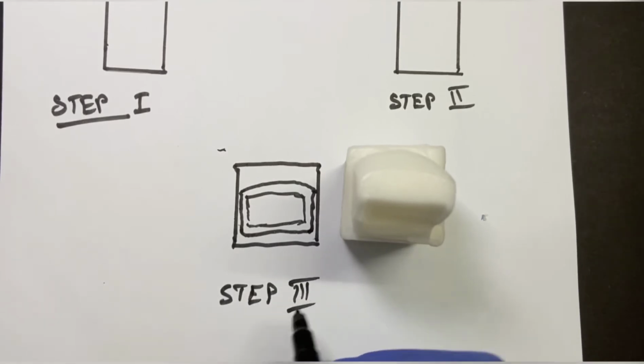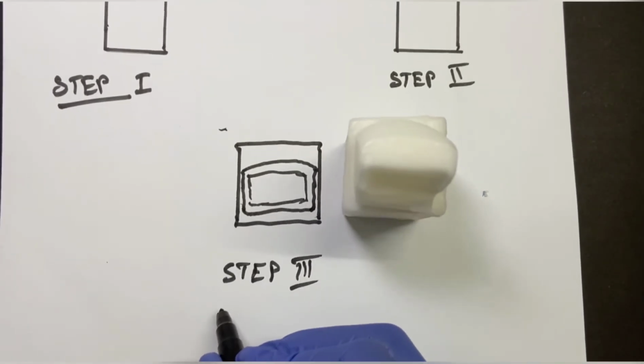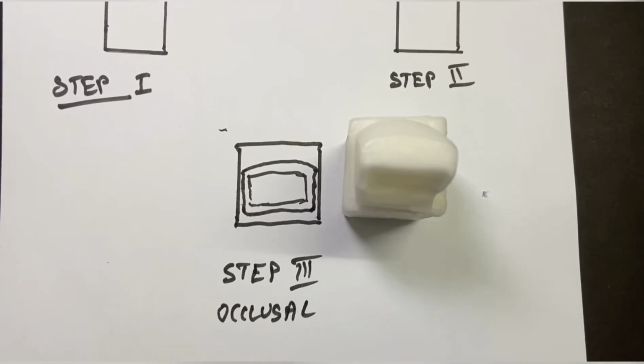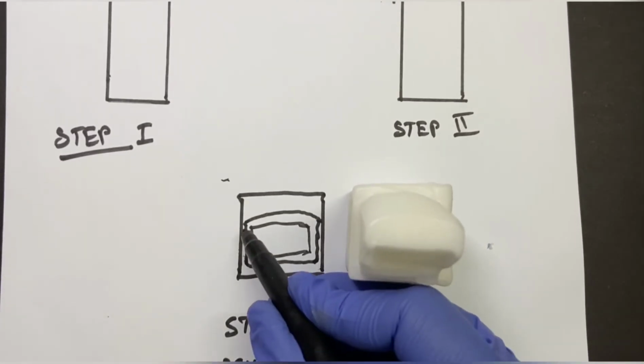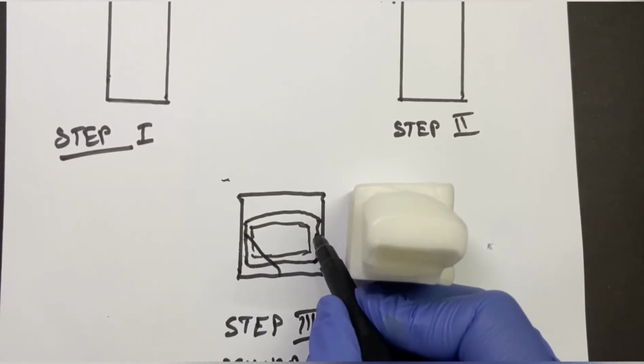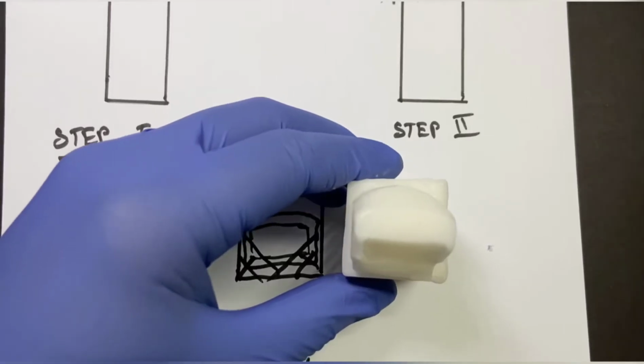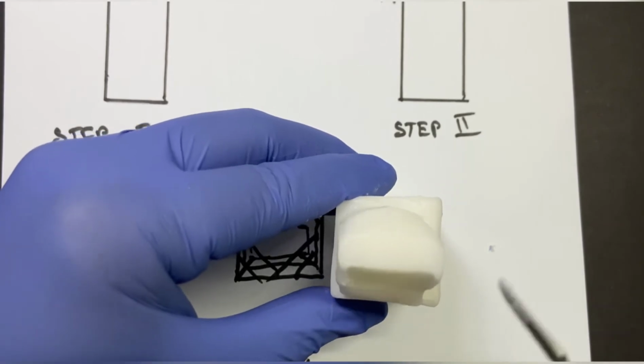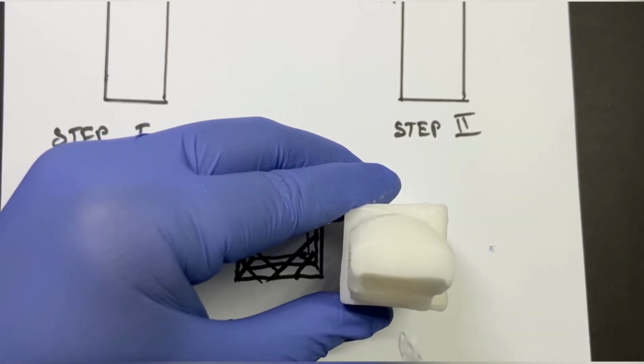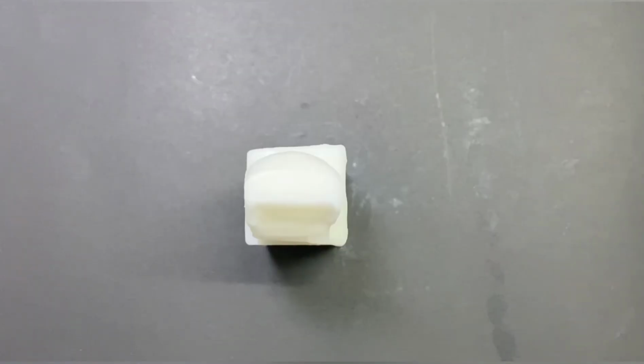Now we'll be focusing on step 3, which is the occlusal view. In the occlusal view, what you need to remember is that you need to taper the crown towards the cingulum. That is, you would be removing the excess wax on the lingual mesial and the lingual distal aspect.